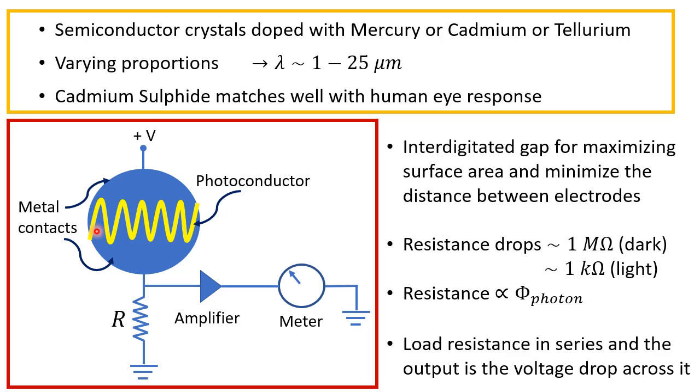Right. So what we have done here is the following. You see that there are these finger-like structures. These are essentially called the interdigitated gap. The idea is to maximize the surface area. You can clearly see that this will give me a large surface area in comparison to maybe just a straight line. And one is also decreasing the distance between the two terminals, so as to decrease the loss of carriers that might be generated.